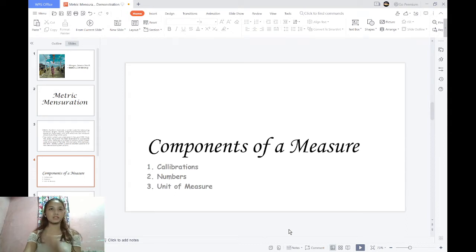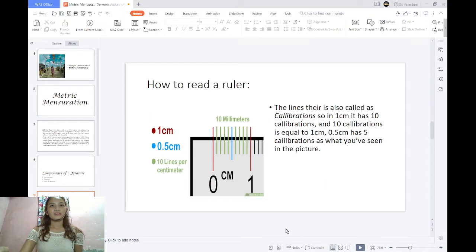Calibration is a line in a metric ruler that we can see. For example, as you can see, this red line is already considered as 1 centimeter, this blue line is 0.5 centimeter, and this green line is one of 10 lines per centimeter, or 10 millimeters.